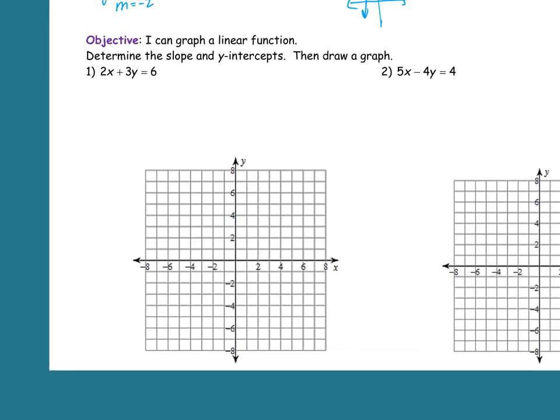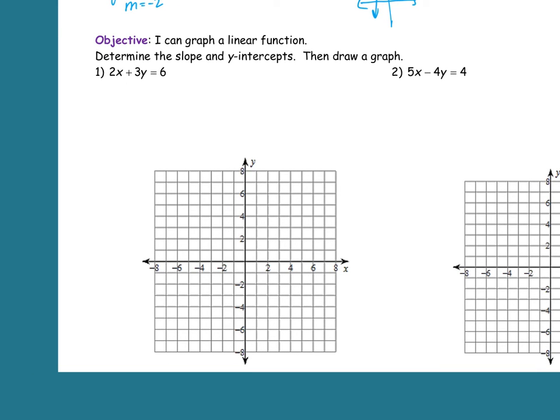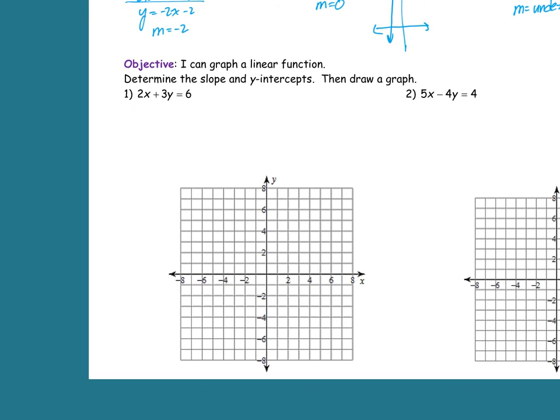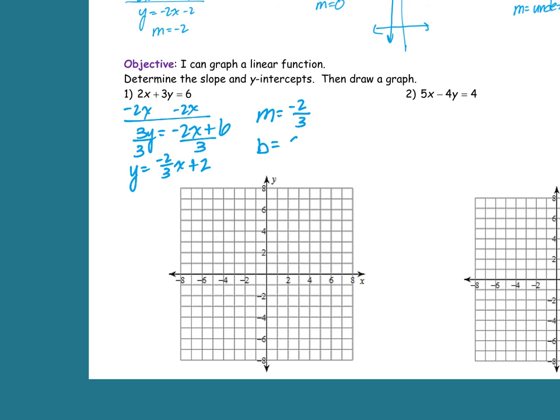Okay, here we go. So now we're going to graph. You guys should already know this; when we did the Kahoot, most of you did okay on this part. So what am I going to do first? In order to graph it, I need to put it into y equals mx plus b. So I'm going to subtract 2x, and I get 3y equals negative 2x plus 6. Then I'm going to divide by 3, and y is going to be equal to negative 2/3 x plus 2. So my slope is negative 2/3, and my y-intercept is 2.